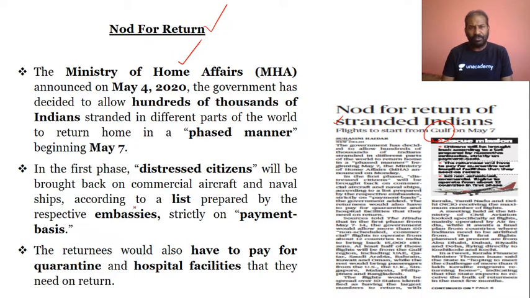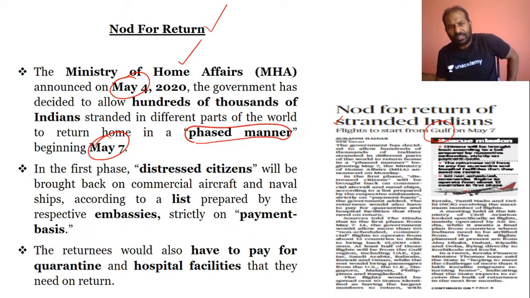The Ministry of Home Affairs has announced on May 4th that the hundreds and thousands of Indians who have been stranded in the Gulf and various other countries will be brought back to India in a phased manner, beginning from May 7th. So from May 7th, that is the day after, the Indians stranded in the Gulf and other countries across the world will be brought back in a phased manner.